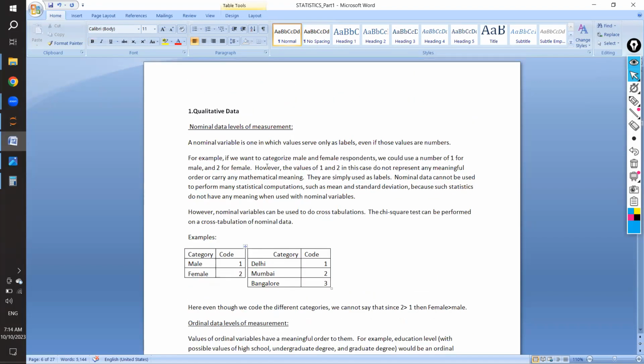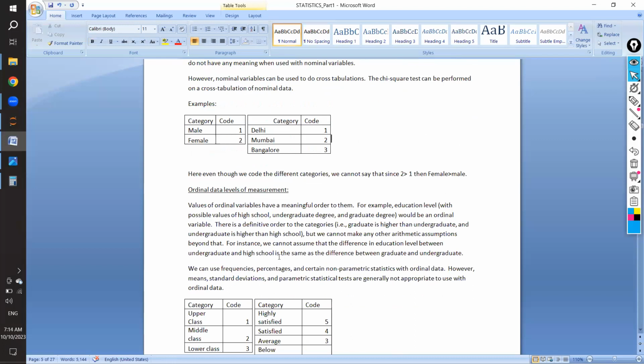Now coming to the next thing, we have ordinal. Ordinal means here the order is important. The values of ordinal data have a meaningful order to them. For example, education level, with possible values of high school, undergraduate degree, and graduate degree, would be ordinal. Here the order actually matters. What's your degree? 10th class, intermediate, graduation, post graduation. If I'm saying 0, 1, 2, 3, obviously you can say 3 is greater than 2, greater than 1, greater than 0, because post graduation is greater than graduation, greater than intermediate, greater than 10th.